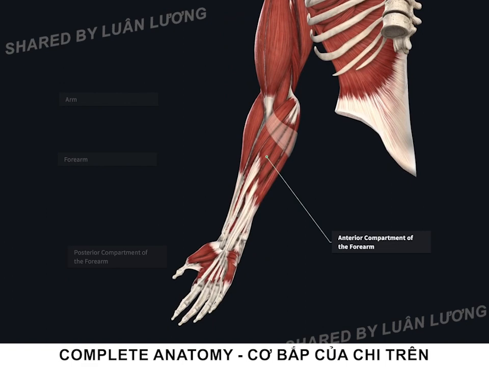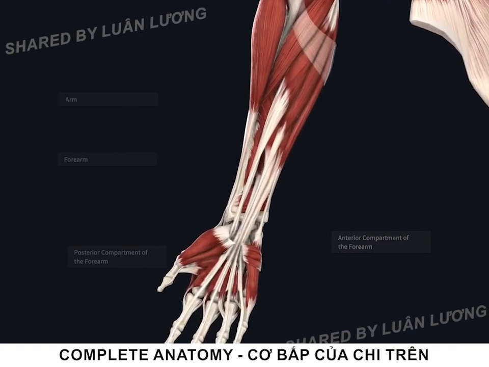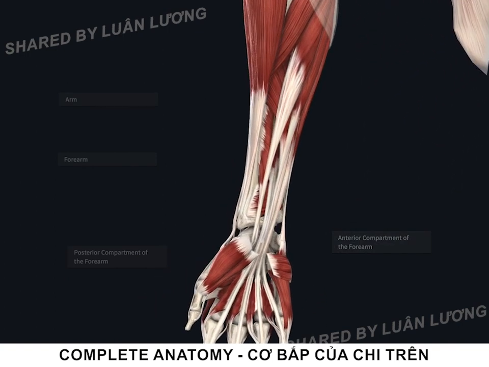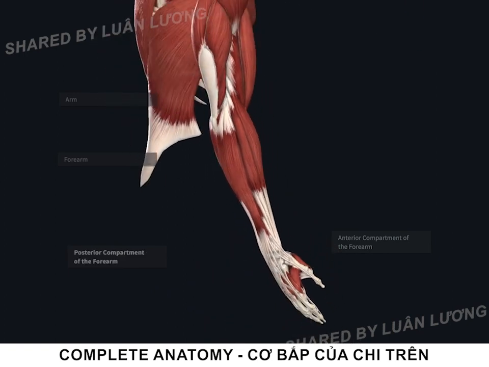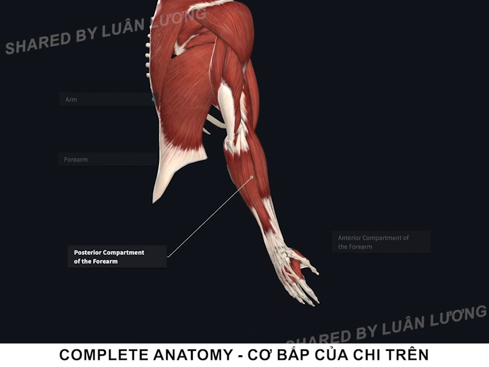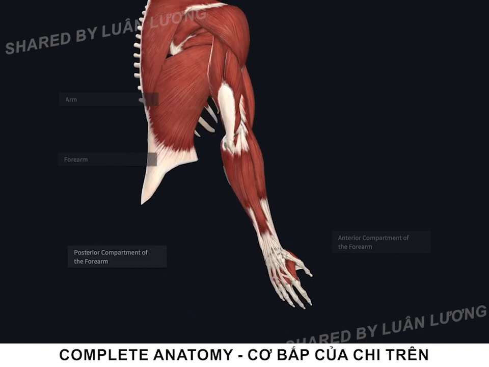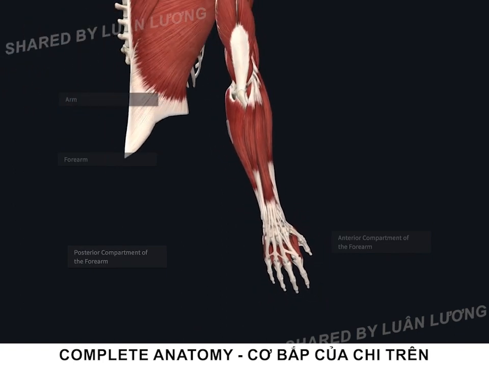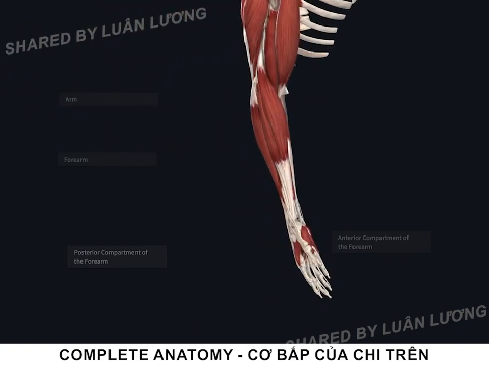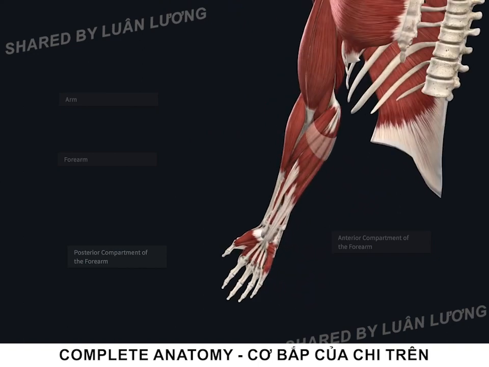An anterior compartment of the forearm, which will be located more anteriorly and medially, and found anterior to, or in front of, the two bones within the forearm, the radius and the ulna. While the posterior compartment of the forearm is going to be more posteriorly and laterally located, and it will again be located posterior to, or behind, the bones within the forearm, the radius and the ulna.